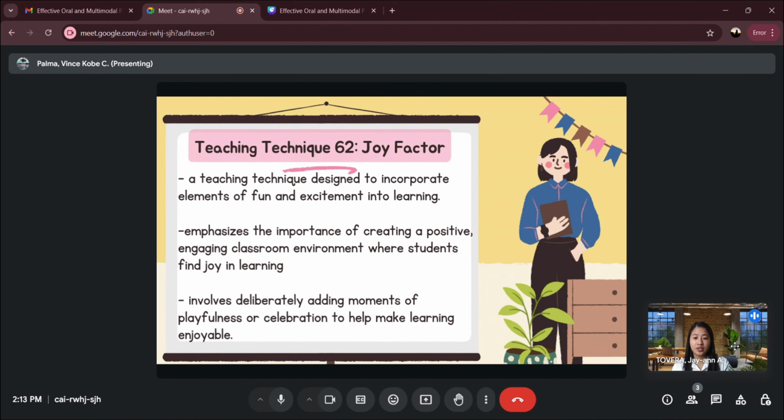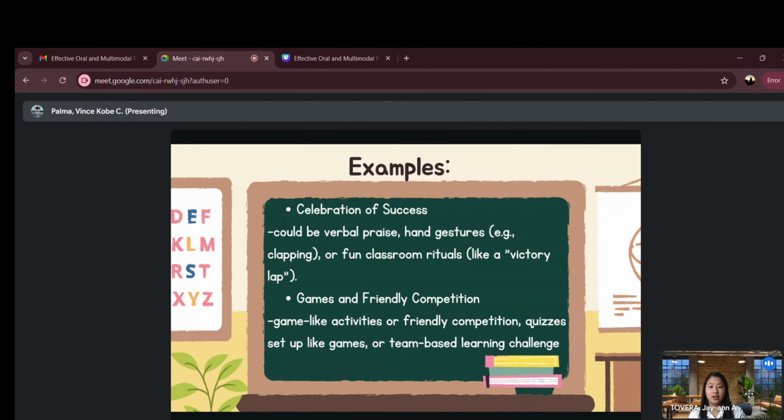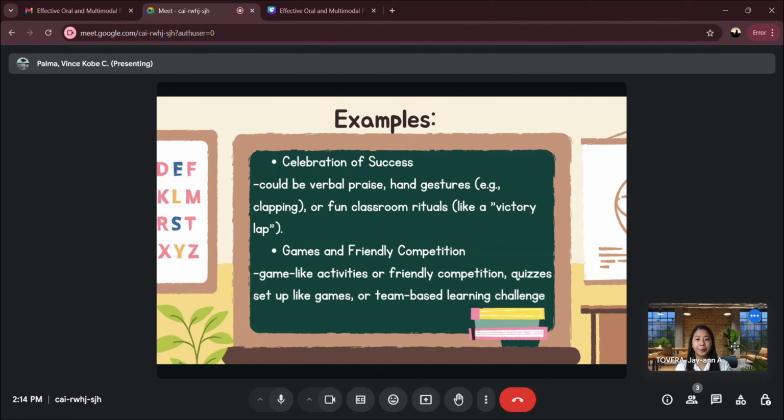So what are these moments? There are elements of joy factor, or examples. Examples are celebration of success. This could be verbal praise, hand gestures, or fun classroom rituals. Can you give an example? This can be "very good," "nice answer," "nice try" if you didn't get the answer, hand gestures, clapping if your classmates got the correct answer, and fun classroom rituals.